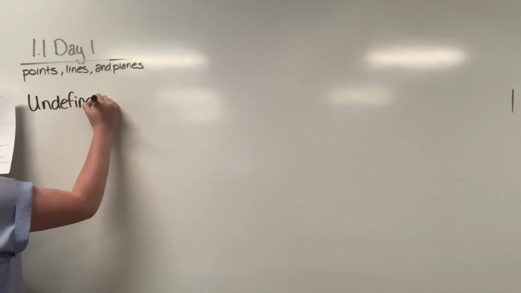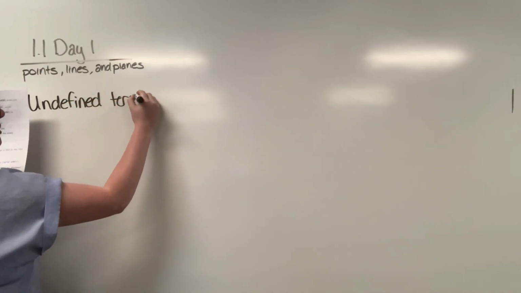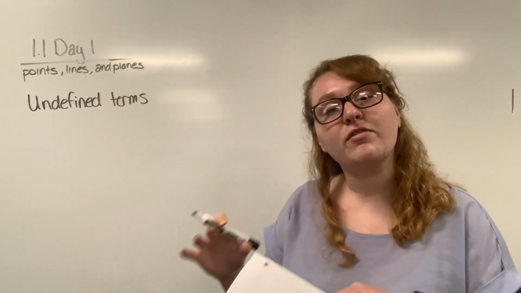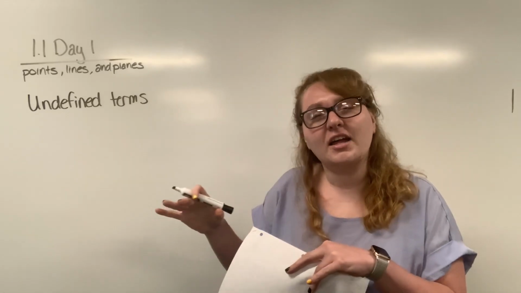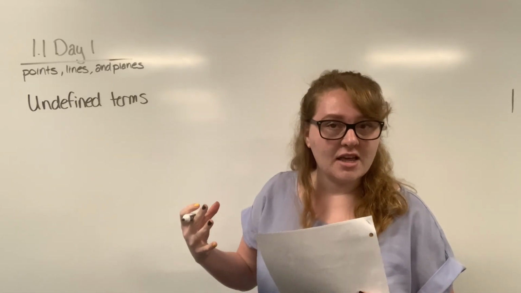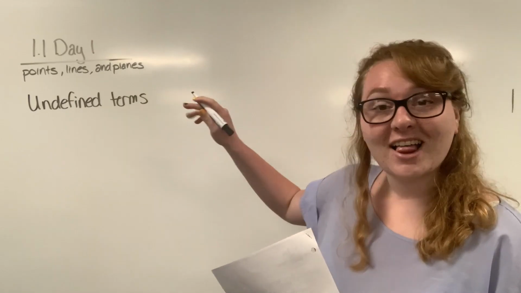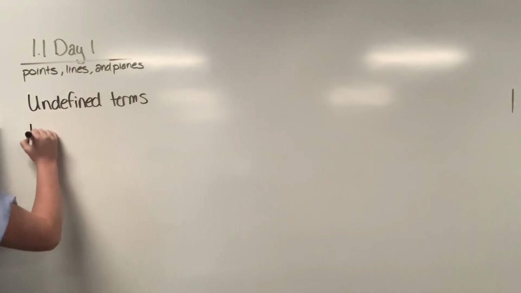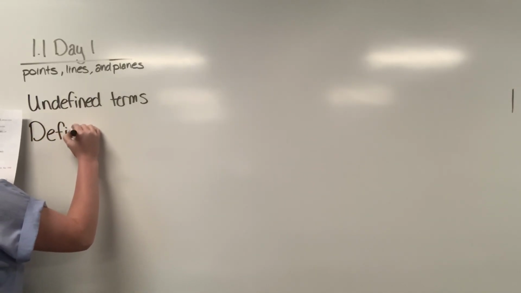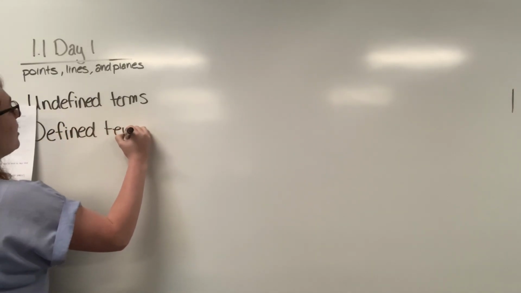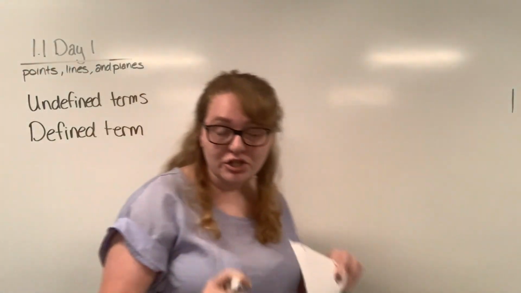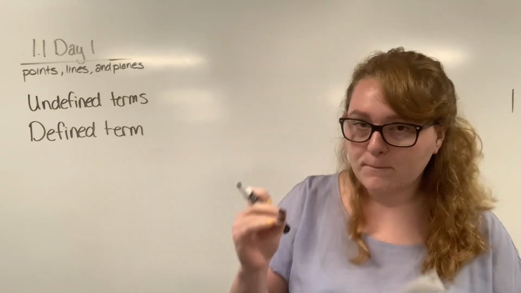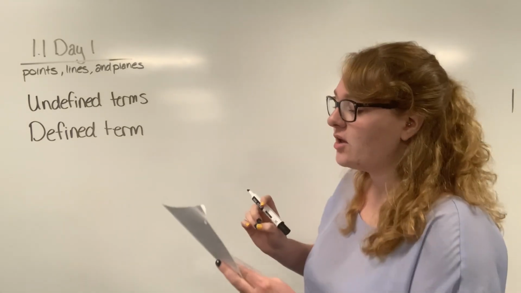So our first definition is undefined terms. And undefined terms don't have a definition. They don't have a formal definition. They just have a concept that everyone agrees that they have, like a point, line, or plane. Okay? Second, we have a defined term. And these are words that do have a formal definition that you know what they are. Like a book, you know what a book is. It has a definition. Okay?